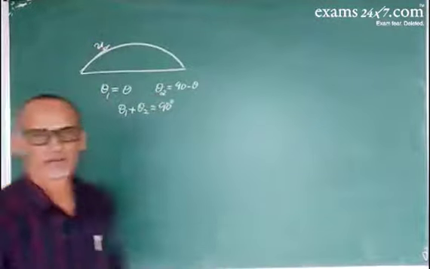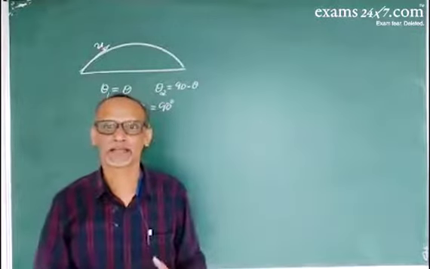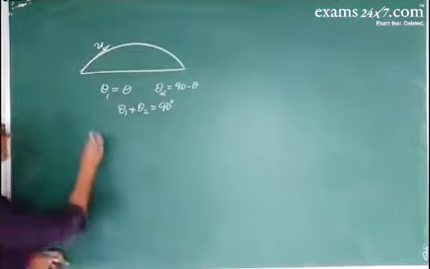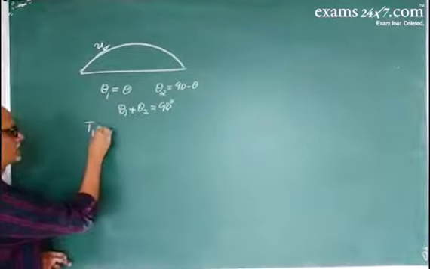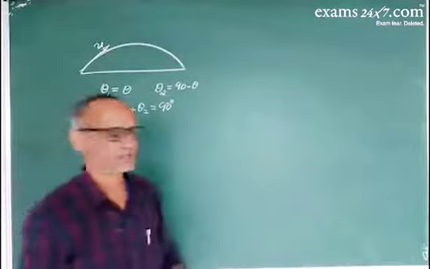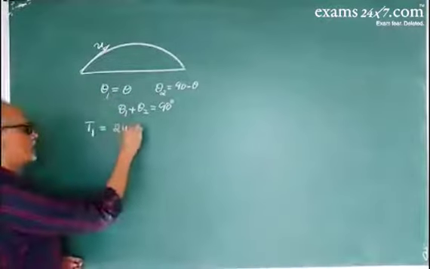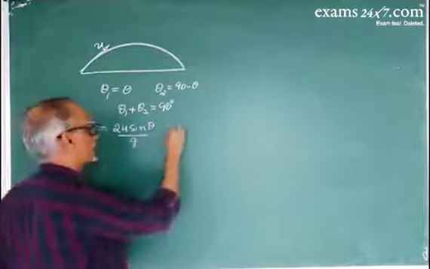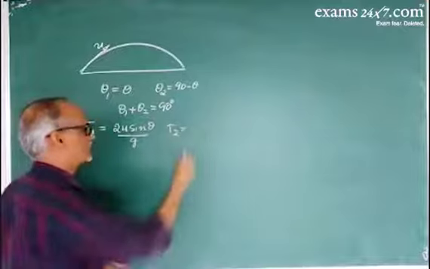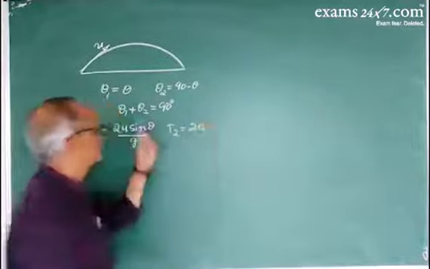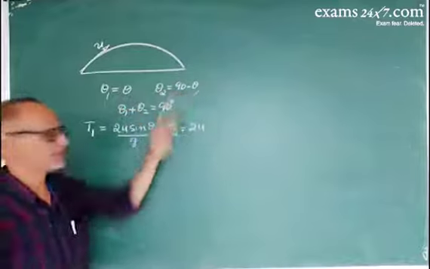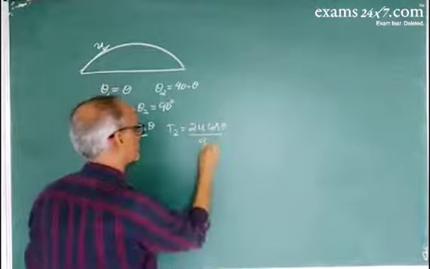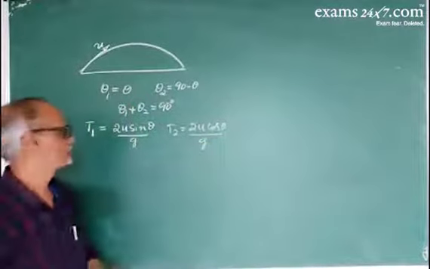So let's find the range, the time of flight and the height, and then the relation between all these variables. First I'm going to write the formula for the time of flight for the first projectile. That is T1 is equal to 2u sine theta by g. And for the second projectile, T2 is equal to 2u sine of 90 minus theta, so it is cos theta by g. So this is about the time of flight.